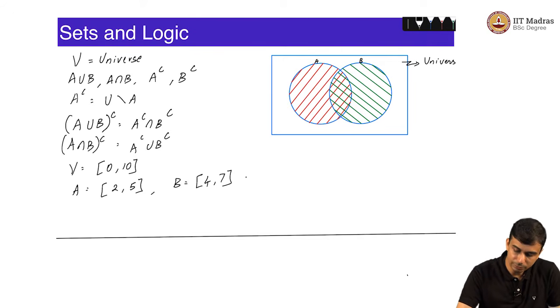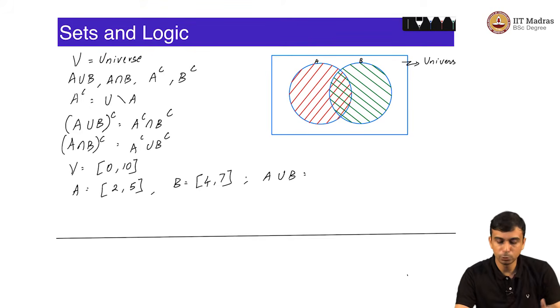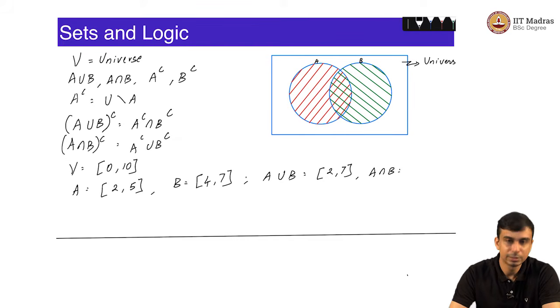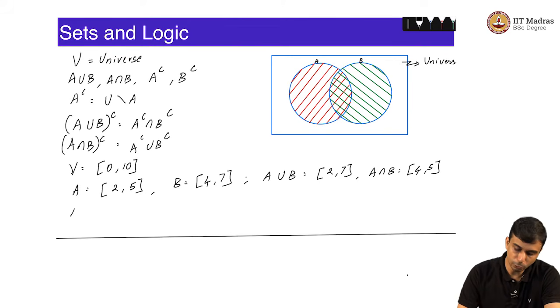What is A union B? A union B is the interval [2, 5] union the interval [4, 7], which is clearly the interval [2, 7]. What is A intersection B? It is clearly the closed interval [4, 5]. So what is A union B, the whole complement?